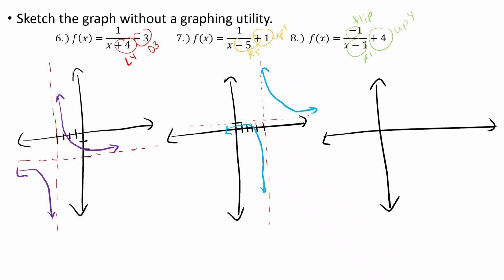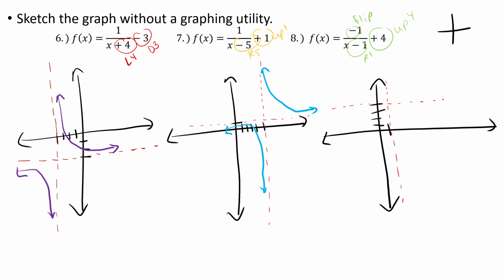So let's go ahead and draw our tick marks. So right 1 and up 1, 2, 3, 4. And as before, I'm going to sketch in my asymptotes. So I'm going to be using those. Now, what does it mean for these to flip?